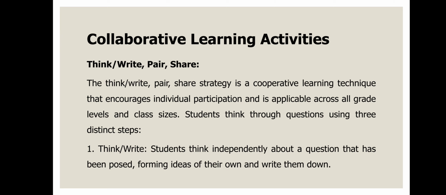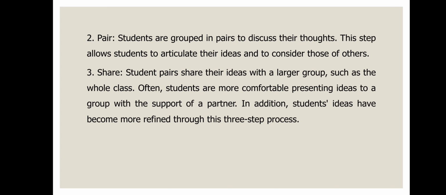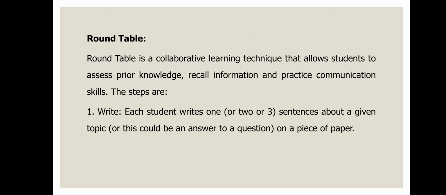Students think through questions using 3 distinct steps. 1. Think and write. Students think independently about a question that has been posed, forming ideas of their own and write them down. 2. Pair. Students are grouped in pairs to discuss their thoughts. This step allows students to articulate their ideas and to consider those of others. 3. Share. Student pairs share their ideas with a larger group, such as the whole class. Often students are more comfortable presenting ideas to a group with the support of a partner. In addition, students' ideas have become more refined through this 3-step process.